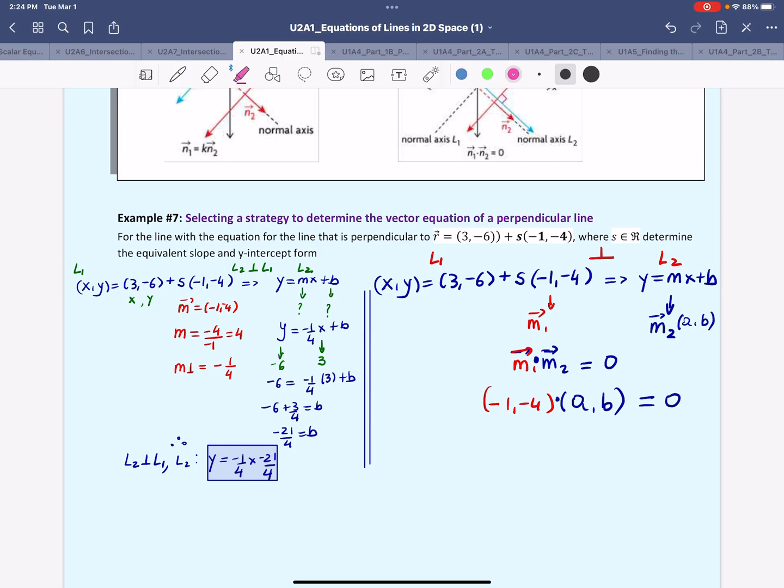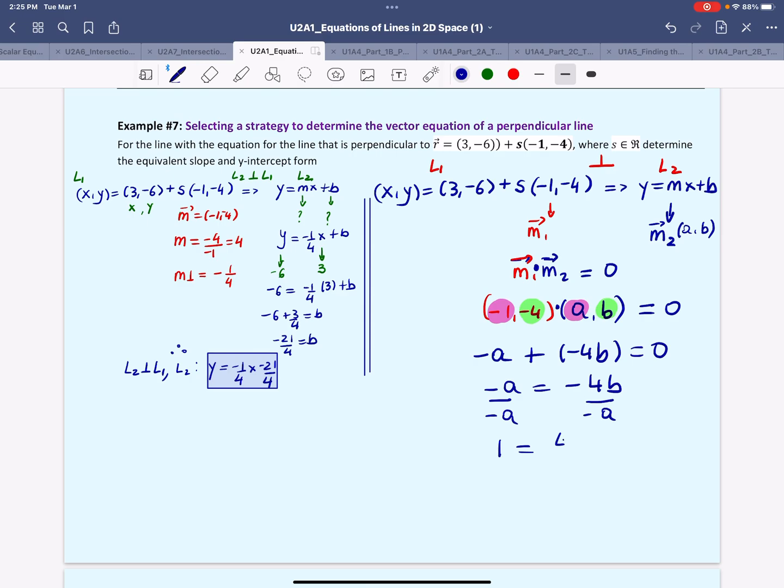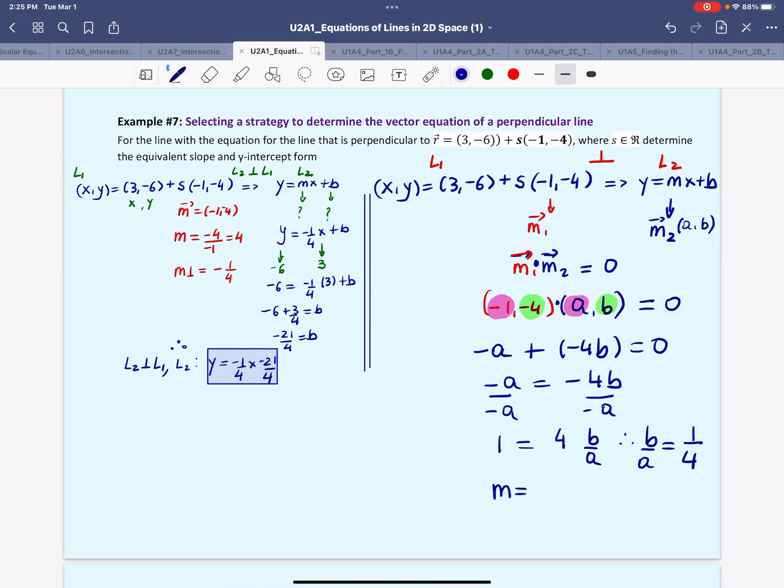So let's dot product these two vectors. We'll dot product the x's and then the y's. So what we get in here is a times negative 1, negative a, plus b times negative 4, negative 4b, equals 0. So negative a equals 4b, which will give the value of b over a. Divide both sides by negative a, and we get 1 equals 4b over a, or b over a equals 1 over 4. So that means that the slope of this line would be b over a, or 1 over 4.